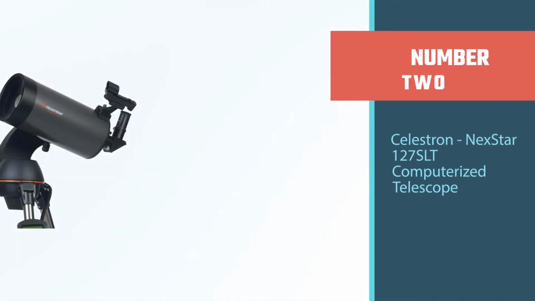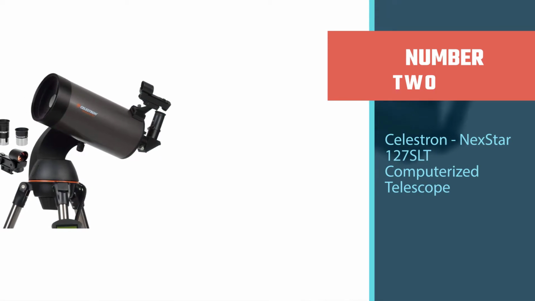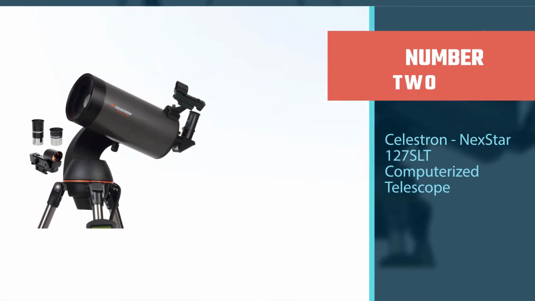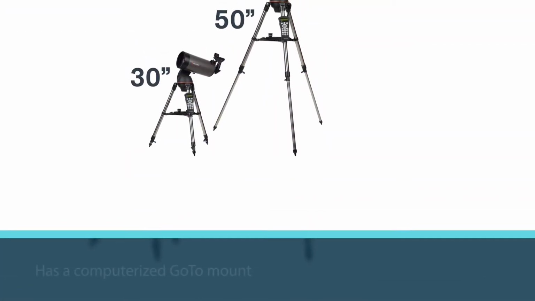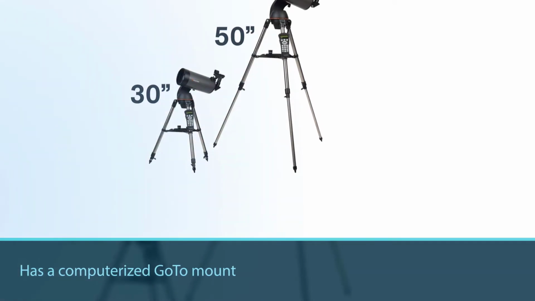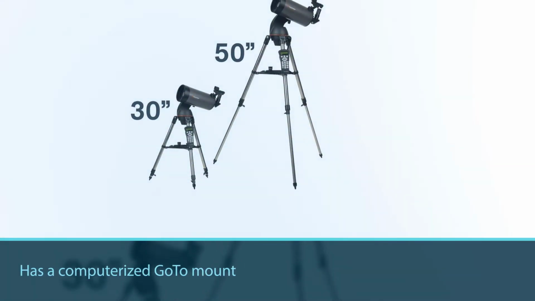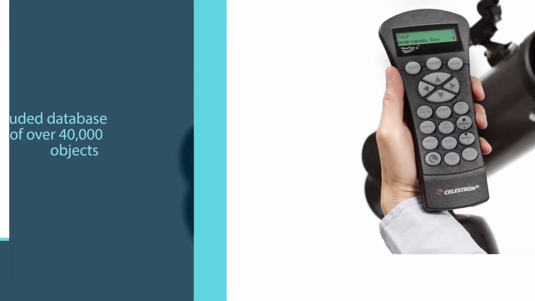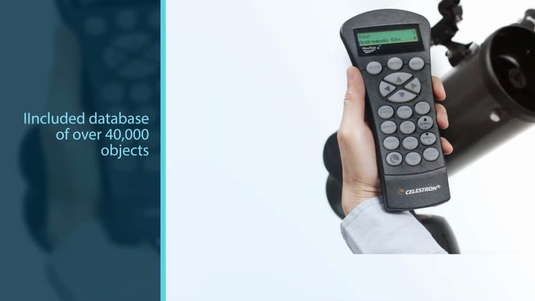Number 2. Celestron Nextstar 127 SLT Computerized Telescope. Since it has a computerized go-to mount, it assists with aligning the telescope, as well as locating and tracking objects from an included database of over 40,000 objects.